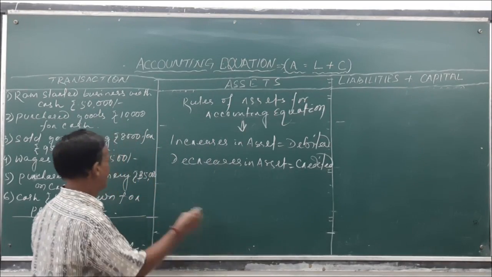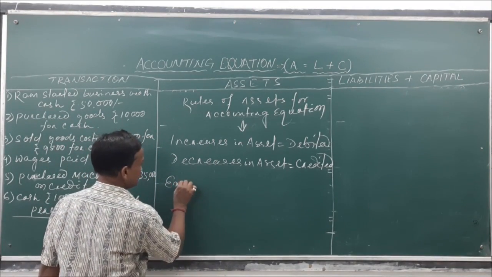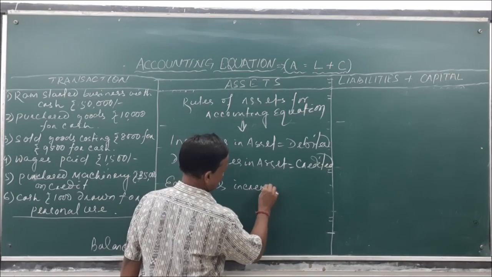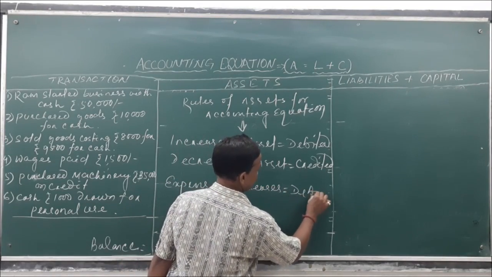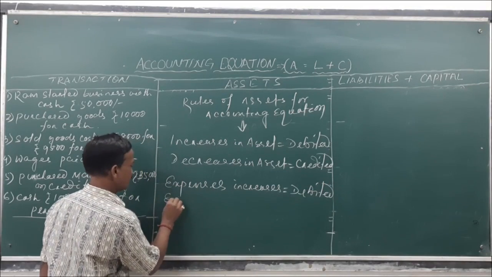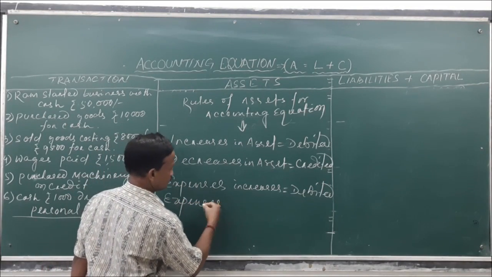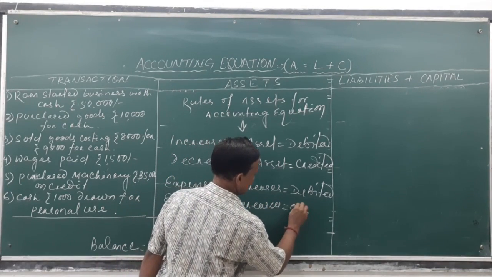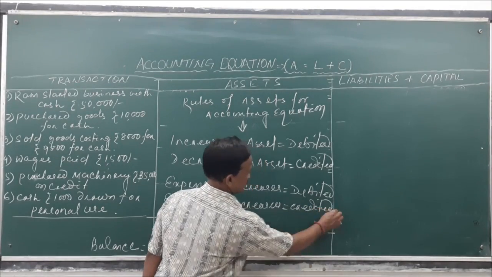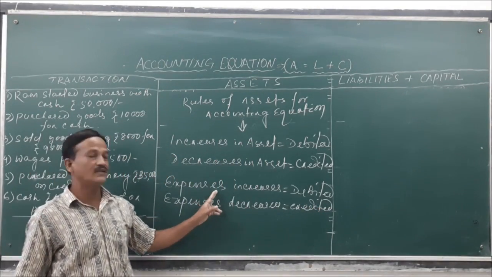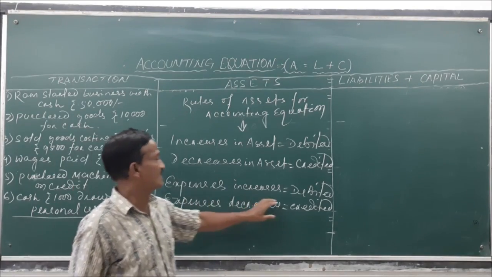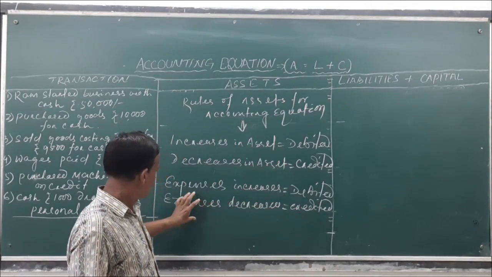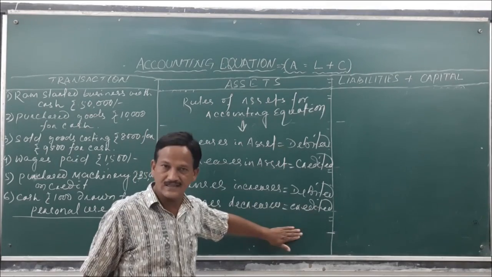Let's see. Then expenses increases is debited, expenses decreases is credited. So this is the accounting rule for the expenses. Any expenses increases is debited because it increases. So expenses decreases is credited.